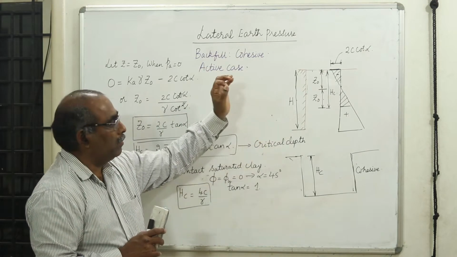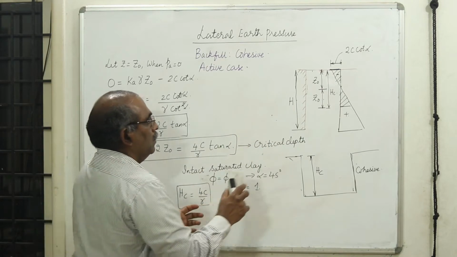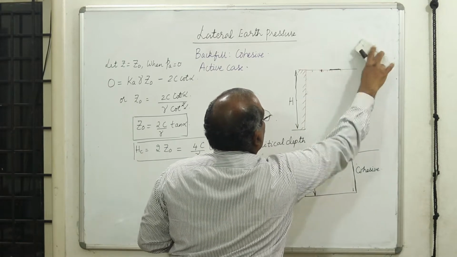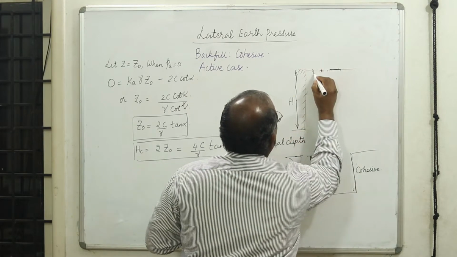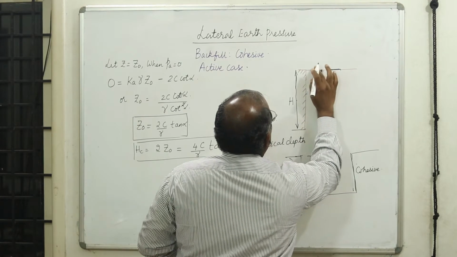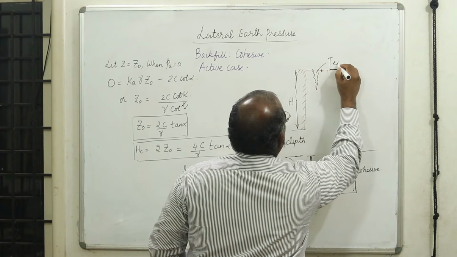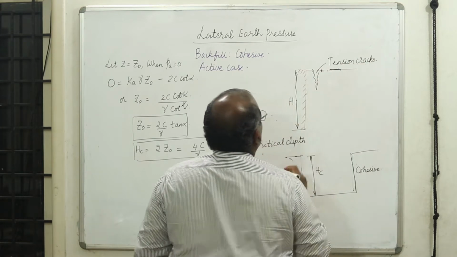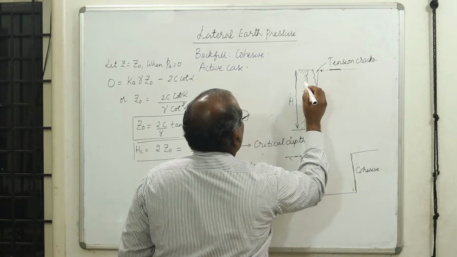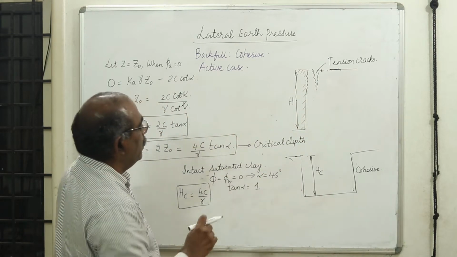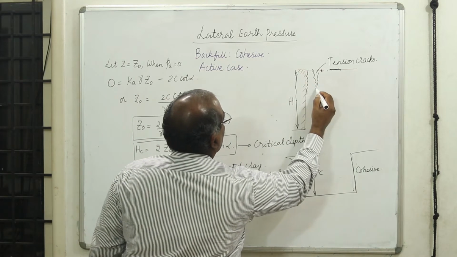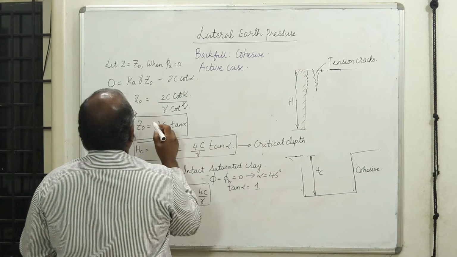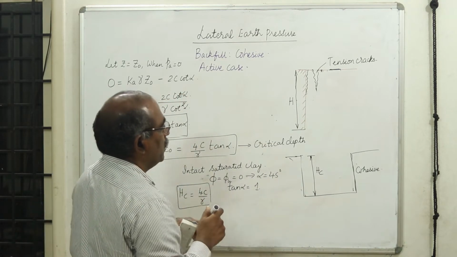Now we have seen in an active case, for a backfill which is cohesive, what is going to happen? You are going to have a negative pressure. Usually clays, when they dry, there will be some tension cracks. These are called tension cracks. Usually some portion of the backfill will not have any contact, it loses its contact. Therefore we can find out the depth of tension cracks. This usually will be up to Z0.